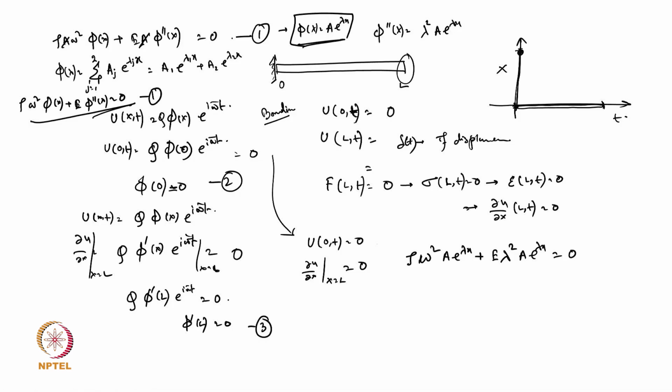Agreed? All of you? Good. So rho omega square plus E lambda square equal to 0, because A and e to the power lambda x cannot be 0.